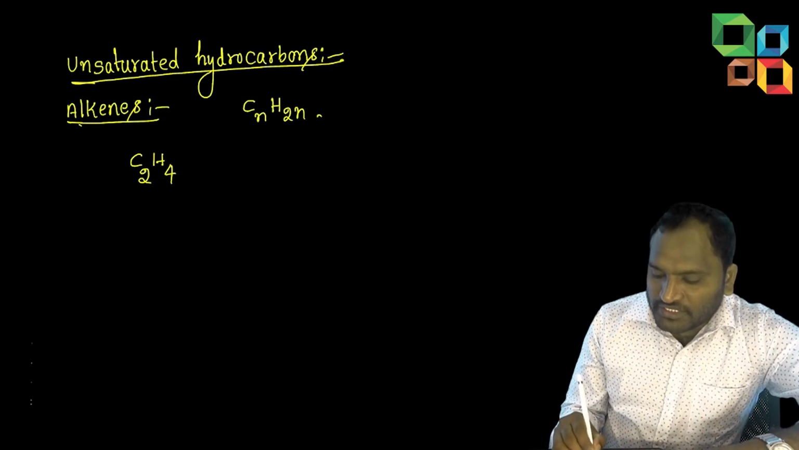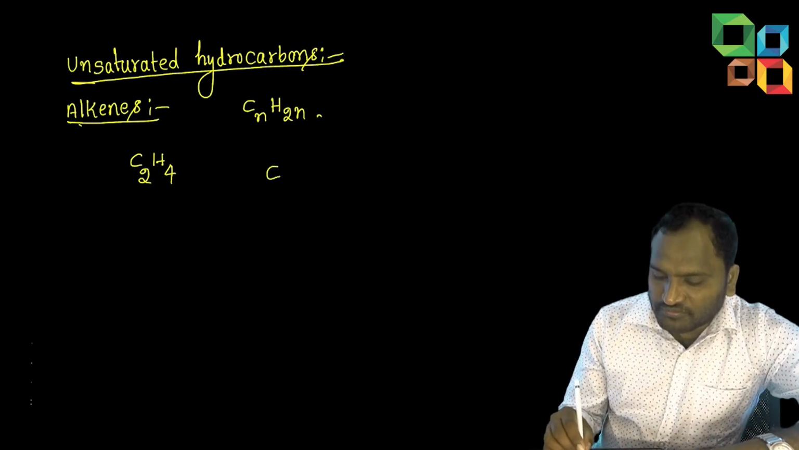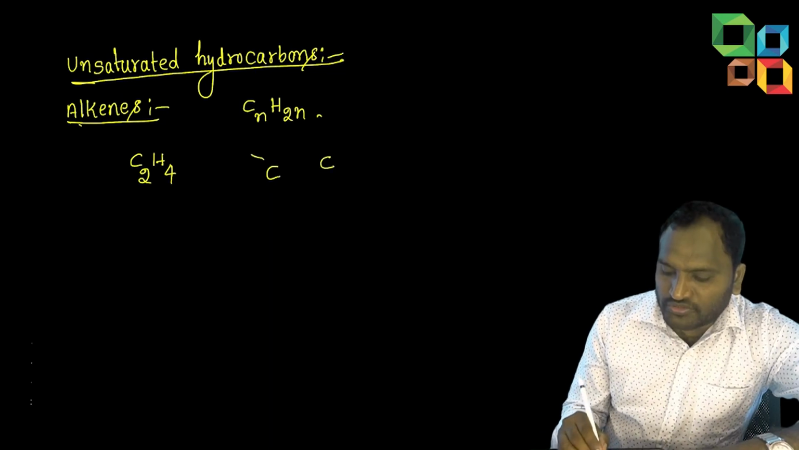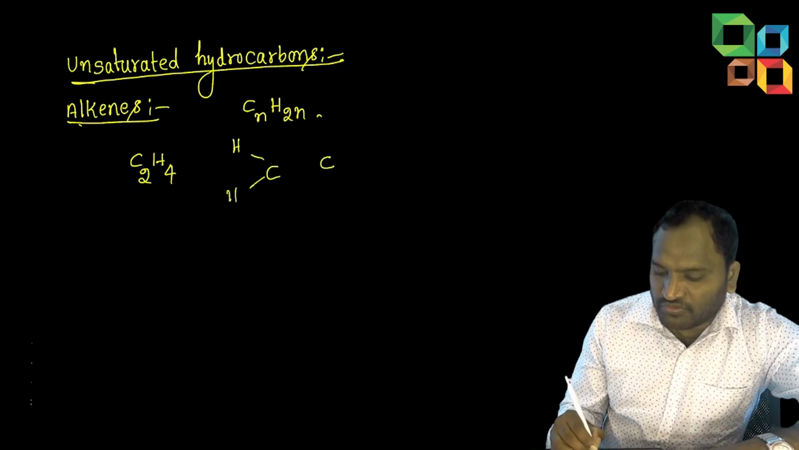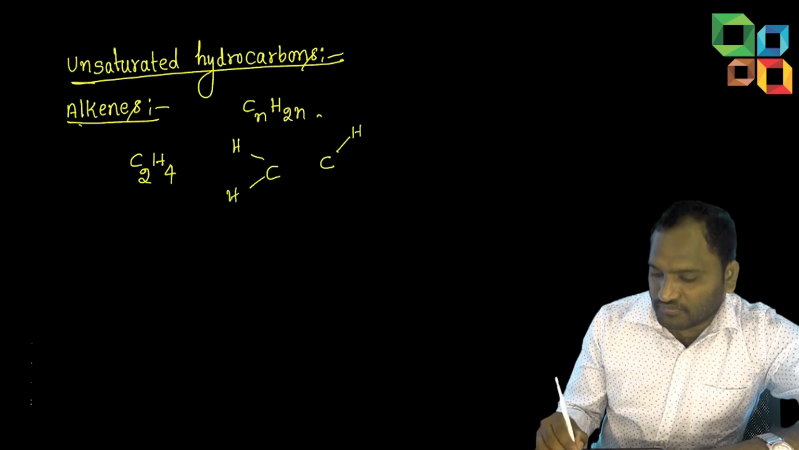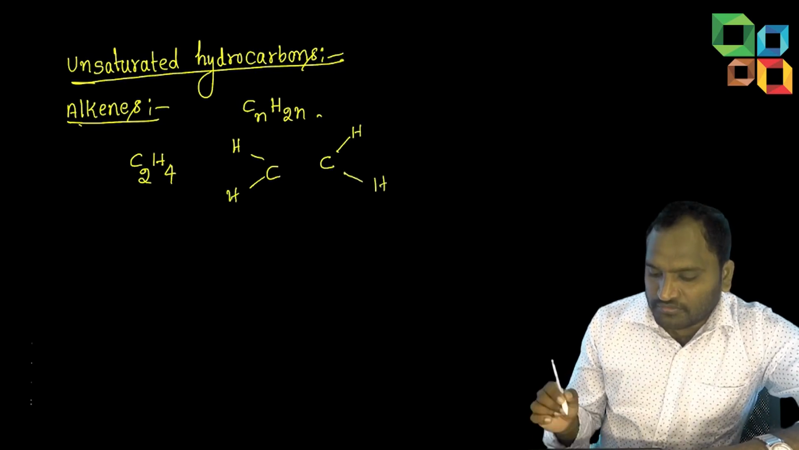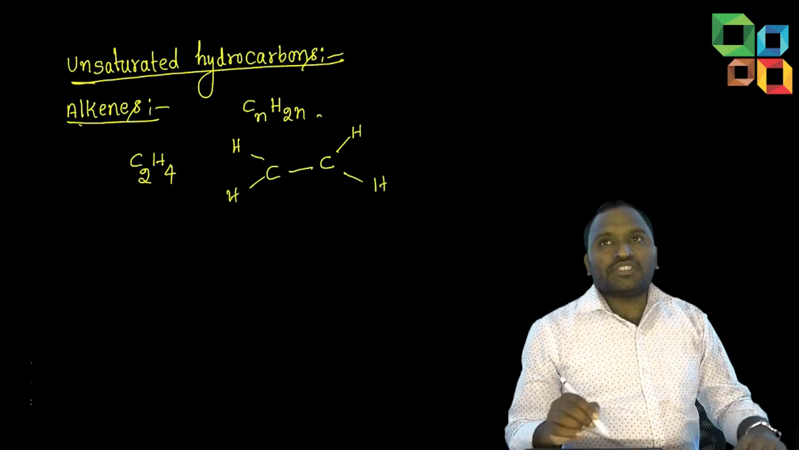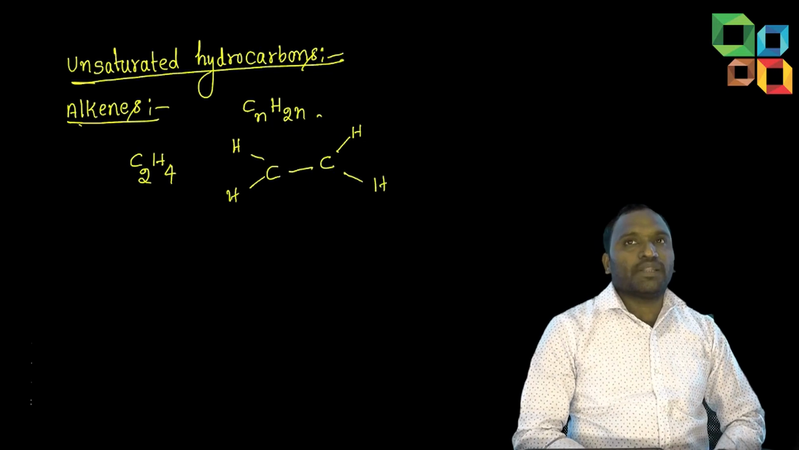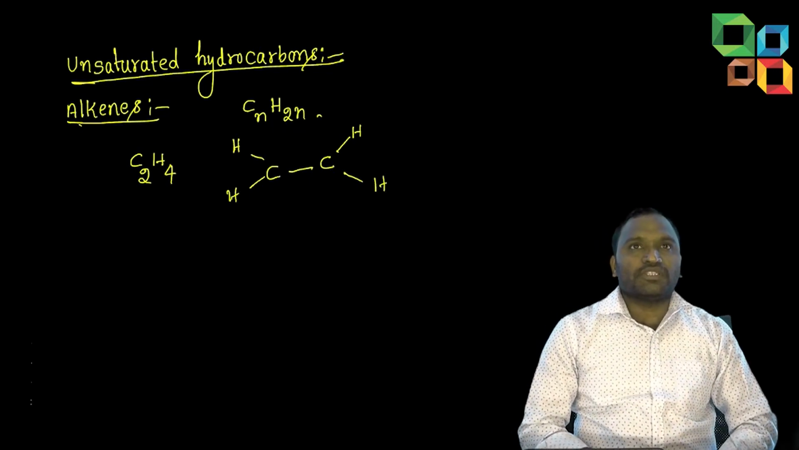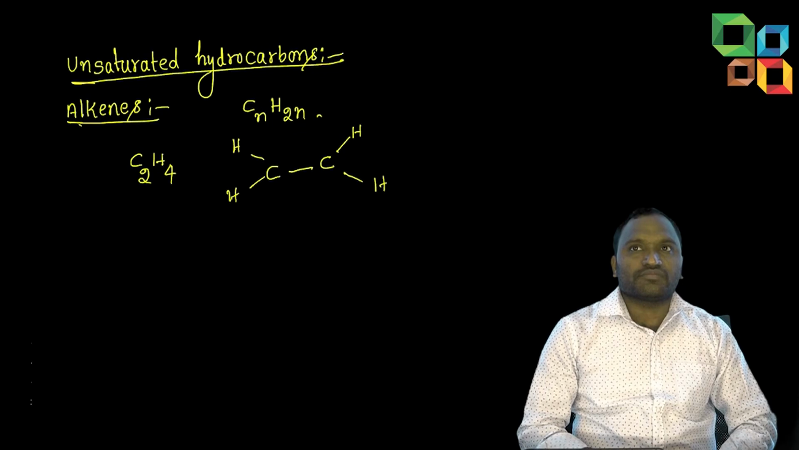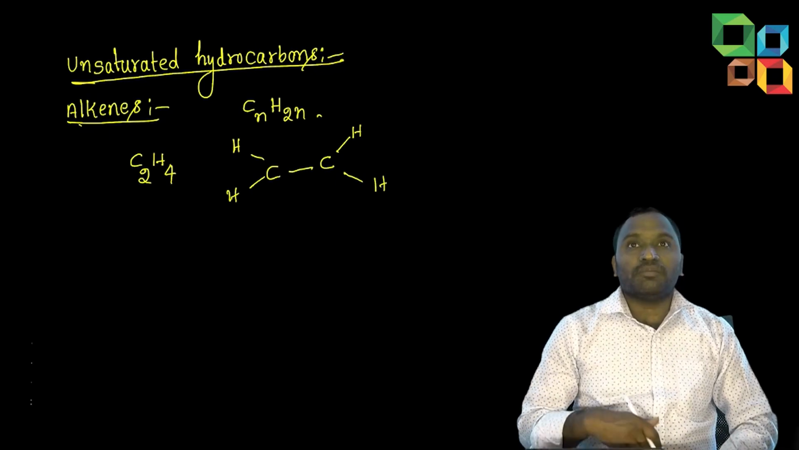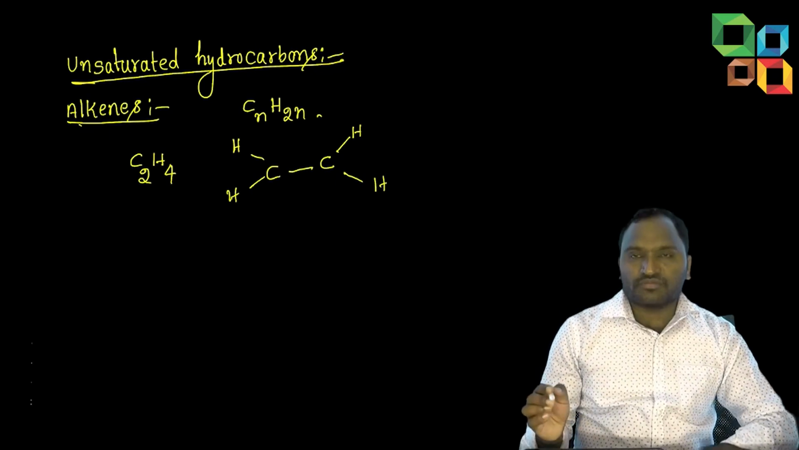Now, here these two carbon atoms I am taking like this. Two hydrogens I am distributing equally to each carbon. I am keeping one bond between these two carbon atoms. Now, each carbon is surrounded by how many bonds, students? Three bonds. 1, 2, 3.